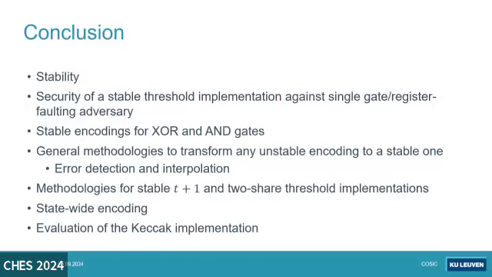So to conclude the presentation, in this work we propose stability, and then we formally define the security of stable threshold implementation against a single gate register faulting adversary. We propose stable encodings for XOR and AND gates. And we also propose general methodologies to transform any arbitrary unstable encoding to a stable one by using error detection or interpolation. And we also propose methodologies for stable t+1 and 2 shared threshold implementations, and also proposed a statewide encoding. And then we evaluated our countermeasure using Keccak implementation.